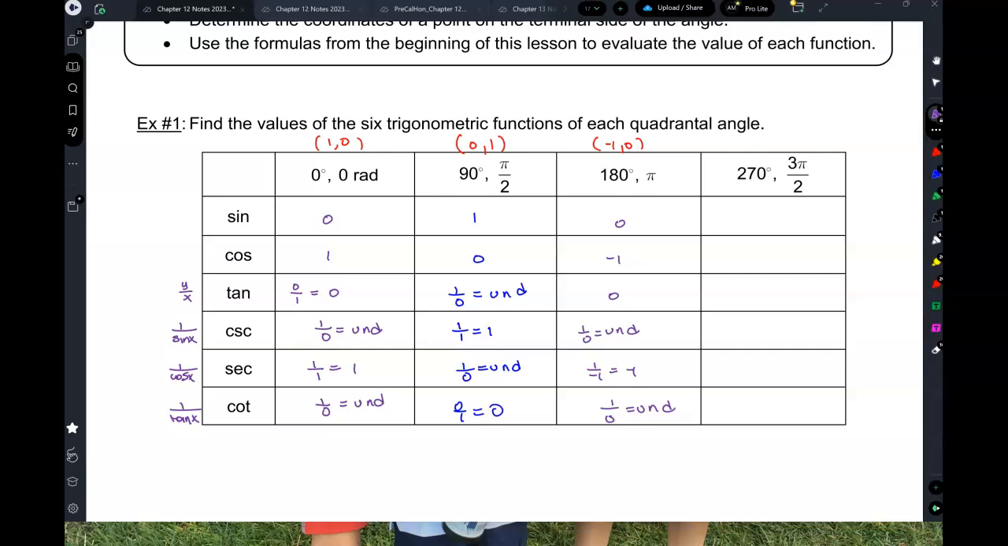All right, and I'm going to call on some people. So let's go ahead and do that. All right. For the next one, 270, what's the coordinate? 0 comma negative 1. All right, you're going to get 30 seconds, and then I'm going to ask you what you got here. On your mark, get set, go.